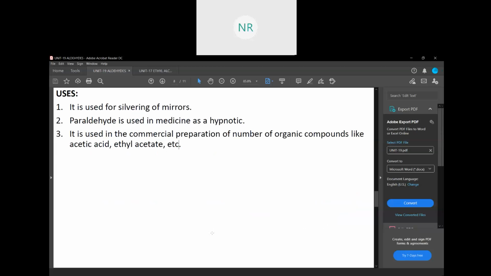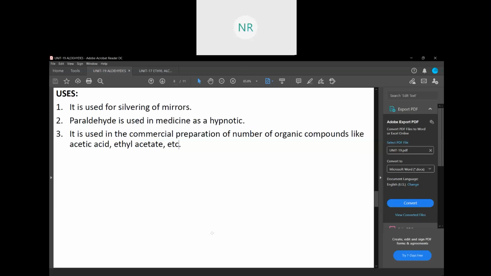So uses, where is acetaldehyde used? It is used in the silvering of mirrors. Silvering of mirrors is nothing but, if you are looking at a shaving mirror, you can see only your face reflecting. If you turn the backside of a mirror, you can see a silver coating to stop the light waves from refracting through the glass. So that silver coating is acetaldehyde.